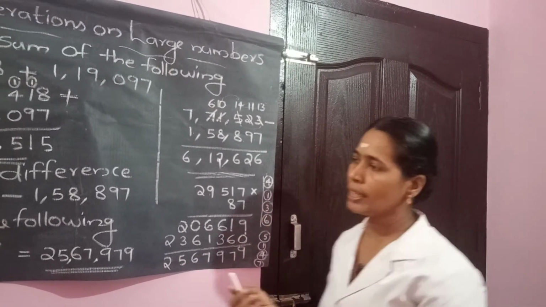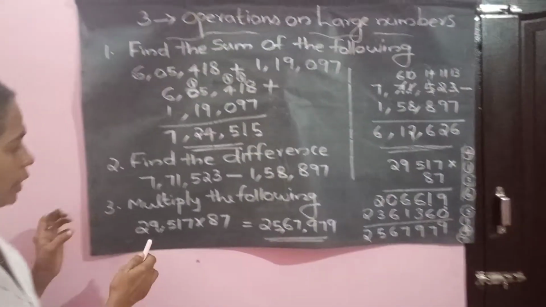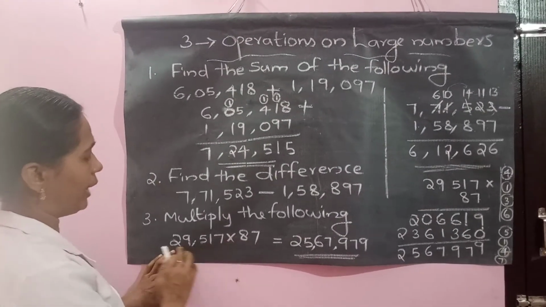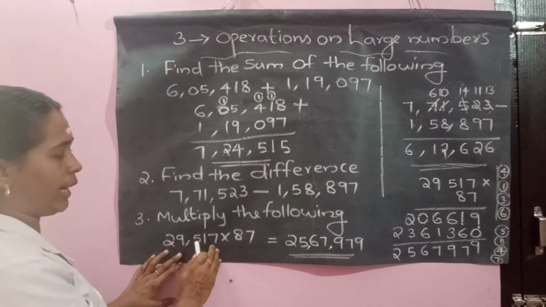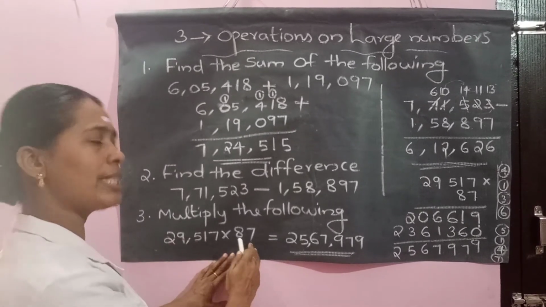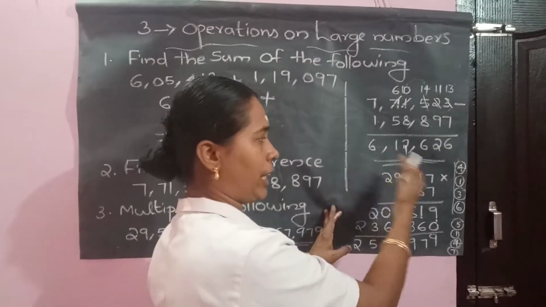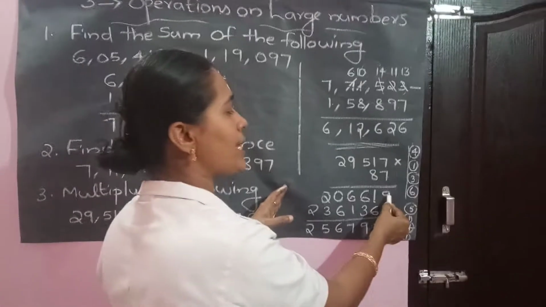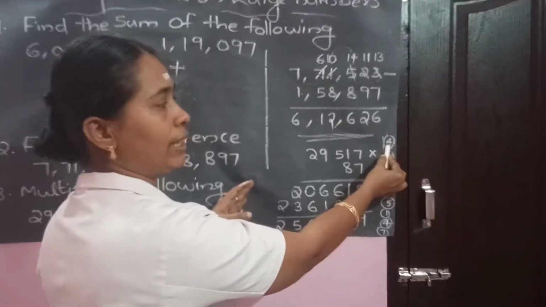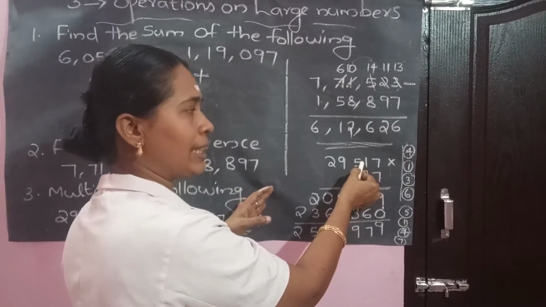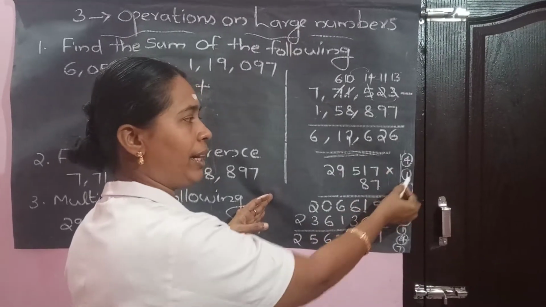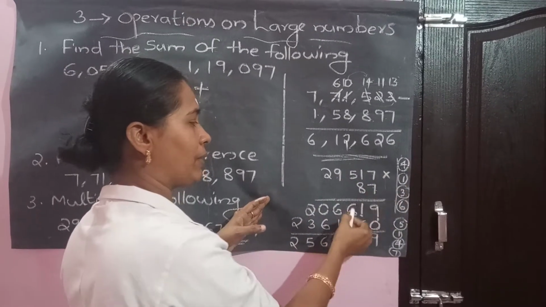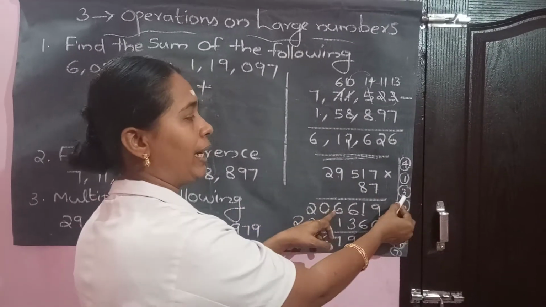Okay, then let us move to the third question. Multiply the following. The number given is 29,517 into 87. Let us begin multiplication on our right side, that is the rightmost column. 7 sevens are 49, the 4 is our balance. 1 seven is 7, 7 plus 4 is 11, balance 1. 7 fives are 35, 35 plus 1 is 36, balance 3.